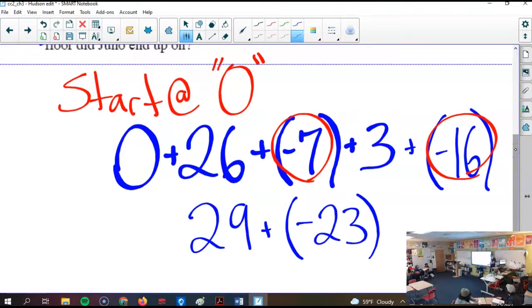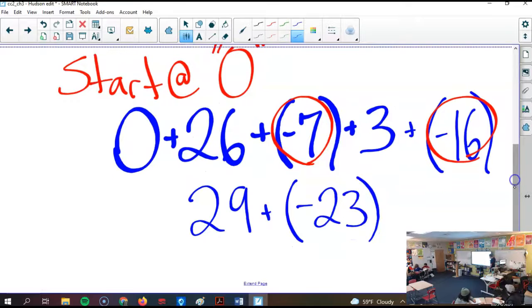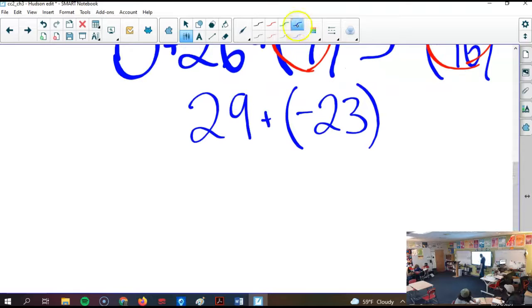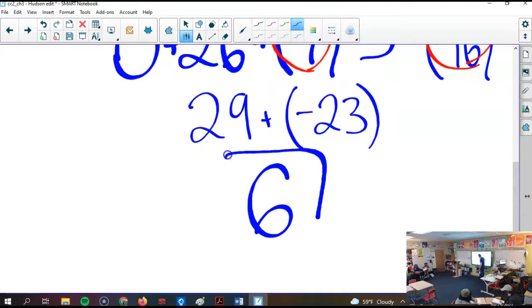Yeah, the positive is going to win, right? Which makes sense because unless this hotel has a big old basement, we're going to end up positive. So, how much does my positive win by? 6. He ends up on the 6th floor, which hopefully is where his room is.